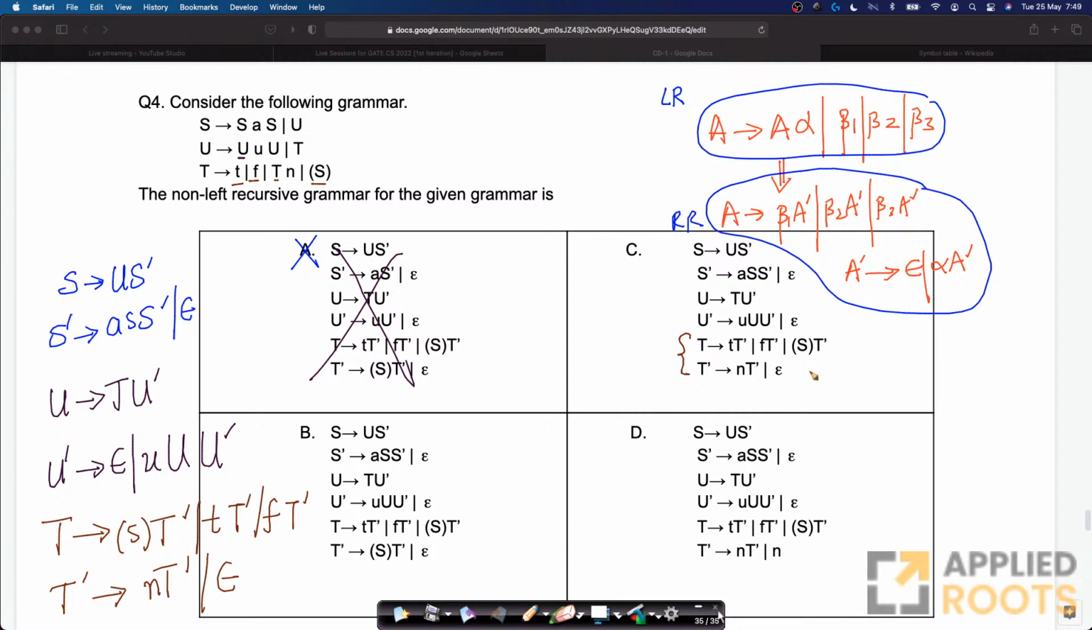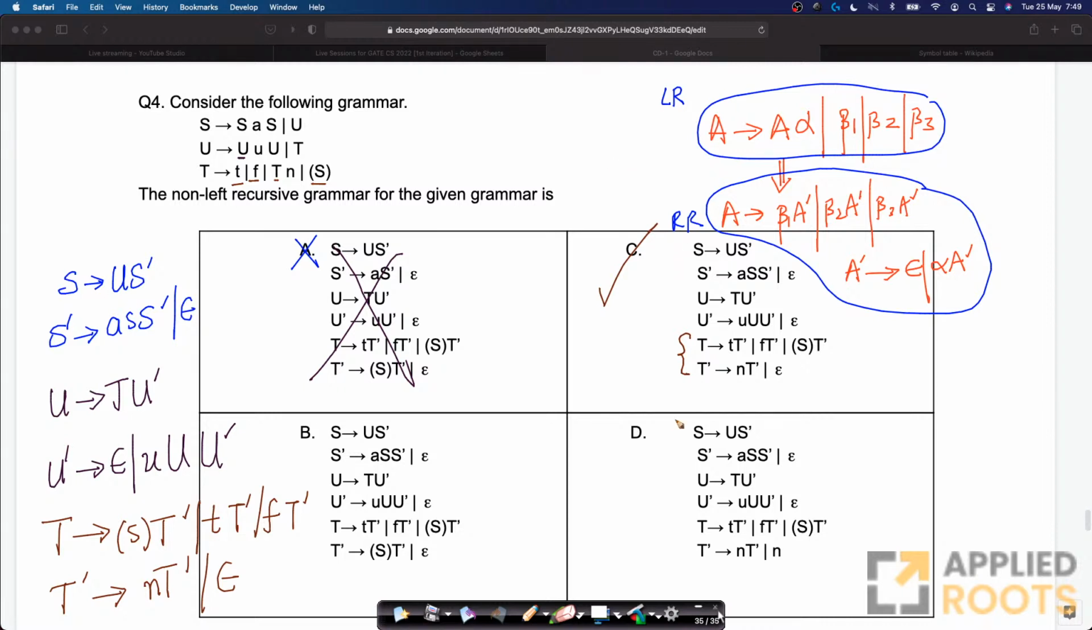U dash epsilon. I'm just cross checking it. S generates US dash, okay? S dash generates AS. Again, the symbols can be slightly tricky. I make silly mistakes like this. That's why I'm double checking. U generates this. U dash generates this. Yeah, S generates this. So option C is the right option. Problem solved. Right? Simple. Very simple solution. Nothing fancy or hard.